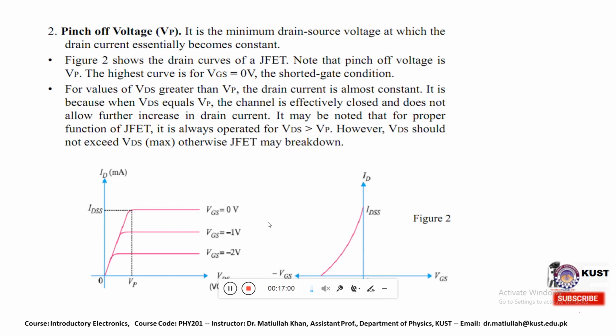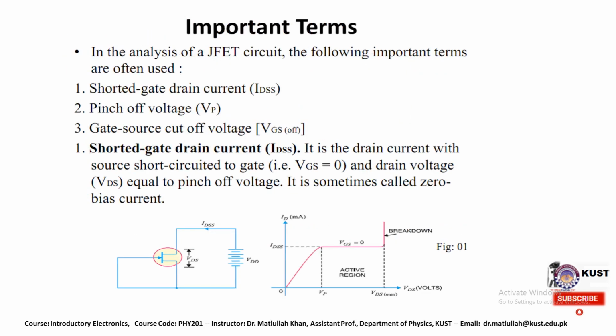The most important terms that we are using here, the three terms, are the operation conditions for that. And these are the curves that explain it. This curve describes the relation between the drain current and the VDS.